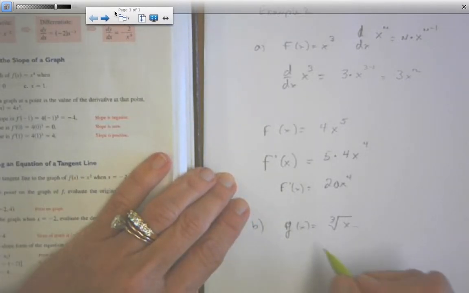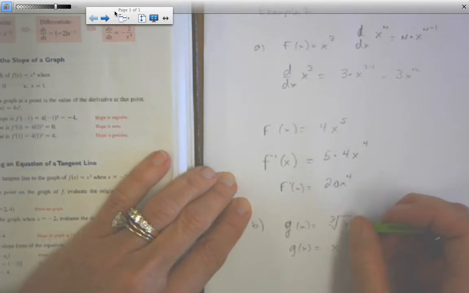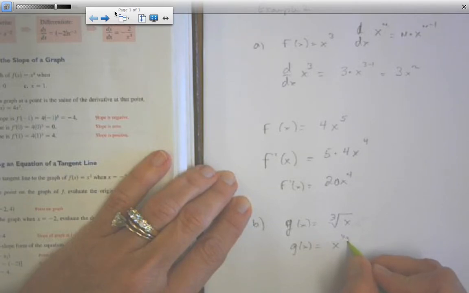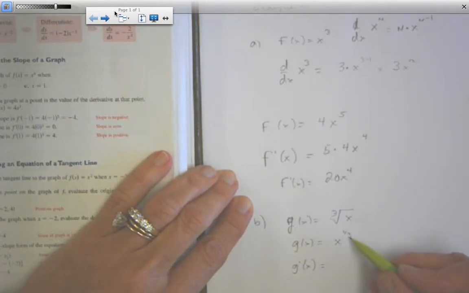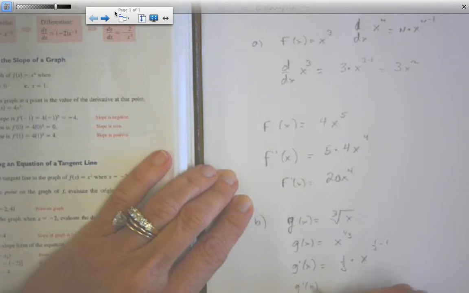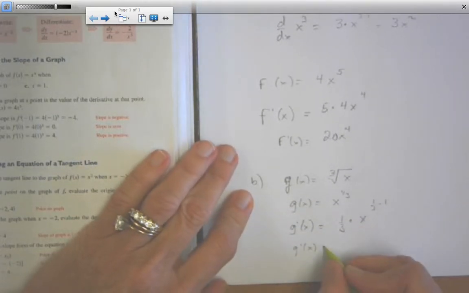So let's rewrite this as a fractional exponent, x to the 1/3 power. Now I'm going to use the power rule to find the derivative. I'm going to take the exponent in front, 1/3 times x to the 1/3 minus 1. I'm going to do a little bit of algebra here. Can't just leave it in that form.